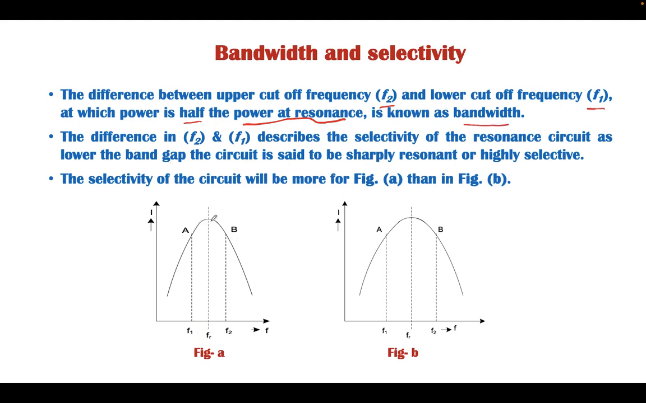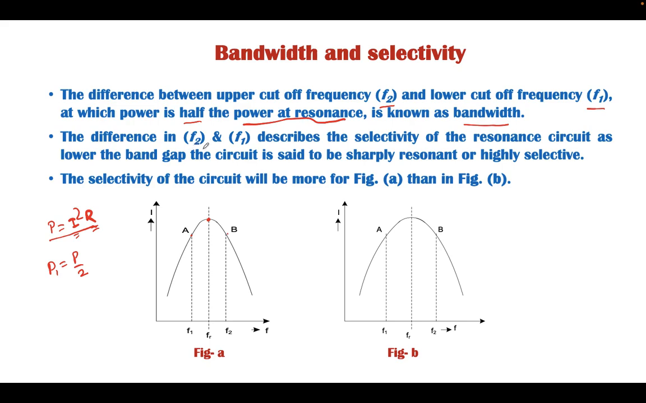This is the power at resonance. If this is the current flowing in the circuit, at that current, what is the power? P is equal to I square R, where R is the resistance of the circuit and I is the current flowing in the circuit at resonance. This is known as the power at resonance. And corresponding to frequencies f1 and f2, these are the frequencies at which power is half of the power at resonance, that is P1 is equal to P by 2.